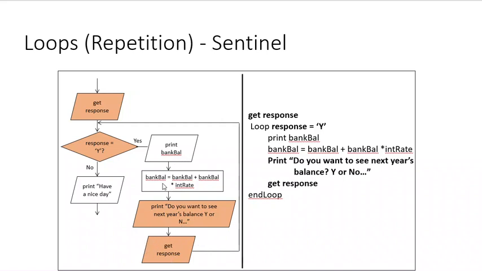Okay, bank balance equal to bank balance plus bank balance multiplied by interest rate. Then ask again to get another response from the user. Okay, once you get the response, check again the response. Okay, if the user's response is still y, yes.